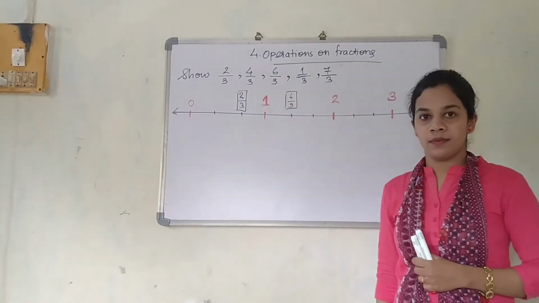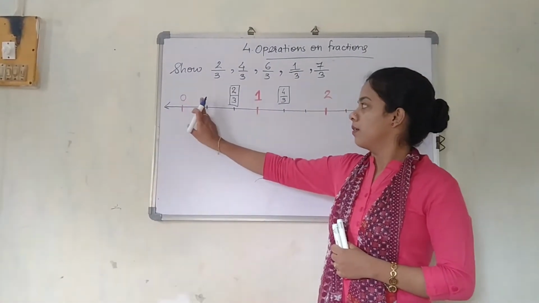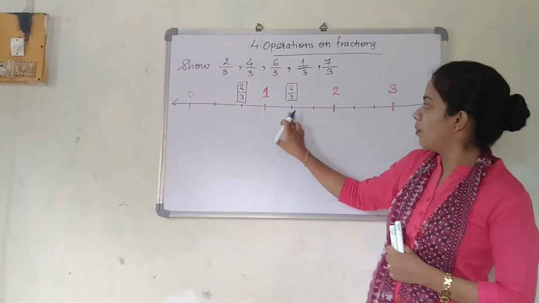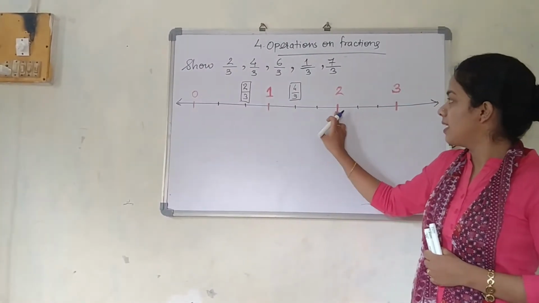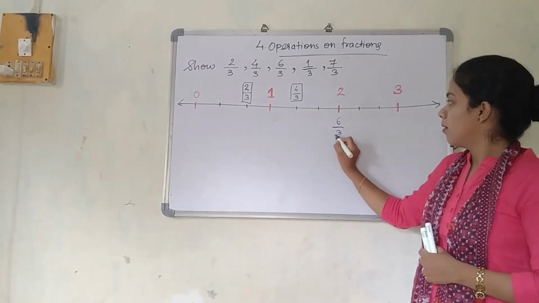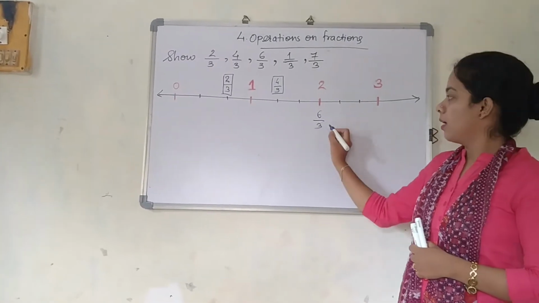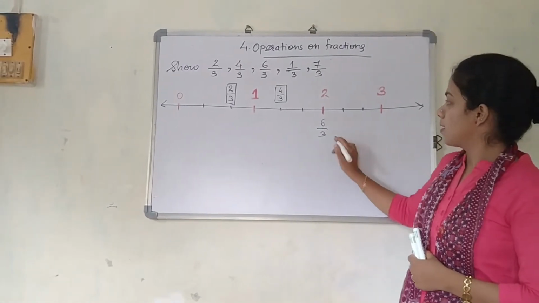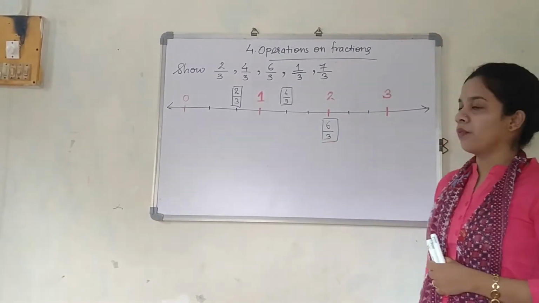6 upon 3. Start from 0 over here. 1 upon 3, 2 upon 3, 3 upon 3, 4 upon 3, 5 upon 3 and 6 upon 3. What is the answer of 6 upon 3? It is 2 itself. So here we are having 2 also. So 6 upon 3 is also denoted over here.